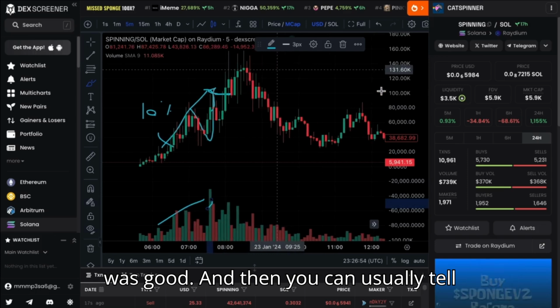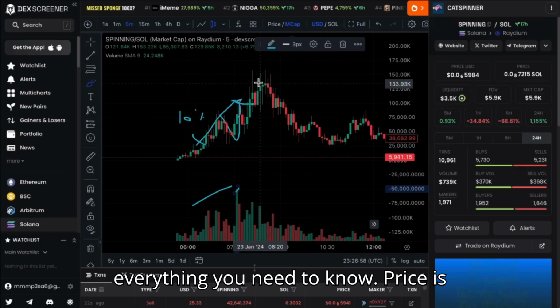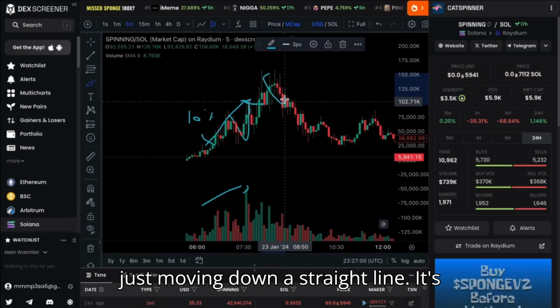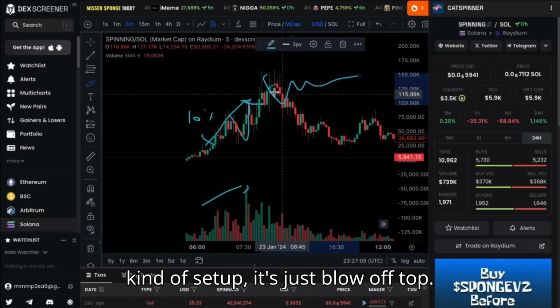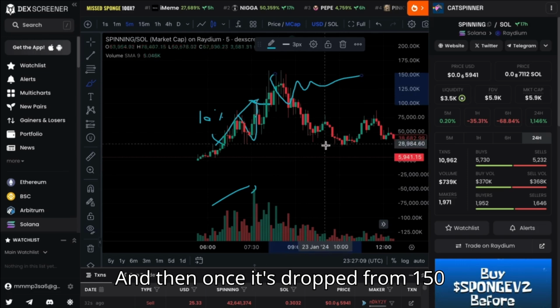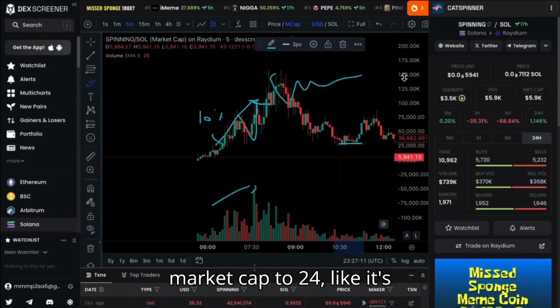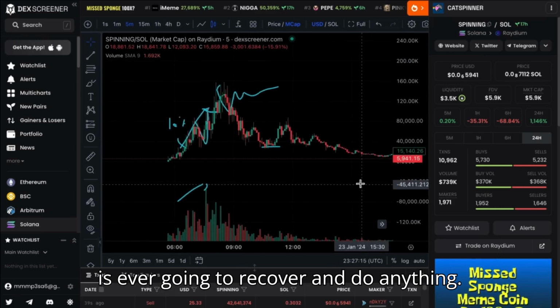And then you can usually tell when a collection is dying off because the chart kind of tells you everything you need to know. Price is just moving down a straight line. It's not really pushing back up to attack those highs again. We're not getting that kind of setup. It's just blow off top. And then once it's dropped from 150 market cap to 24, it's literally very close to zero chance this is ever going to recover and do anything.